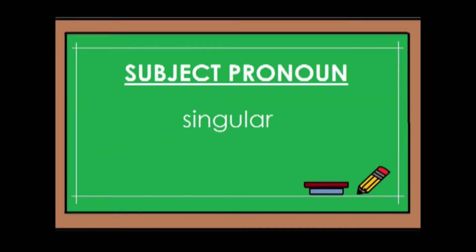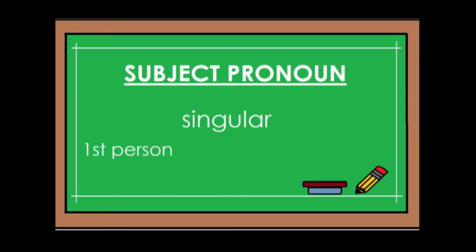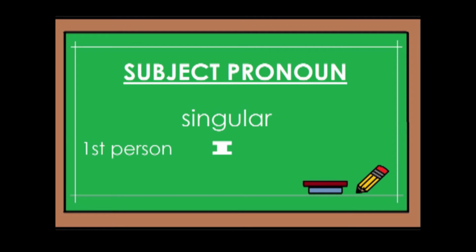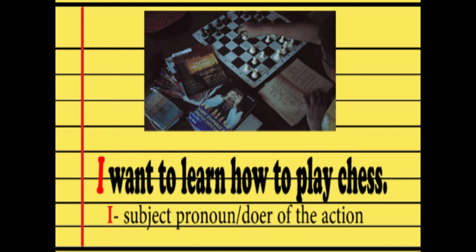When we talk about a subject that is singular in first person, we use the pronoun I. Because first person is the speaker, right? For example, I want to learn how to play chess. I is the subject pronoun. It is used as the subject in the sentence, and it is singular in form.